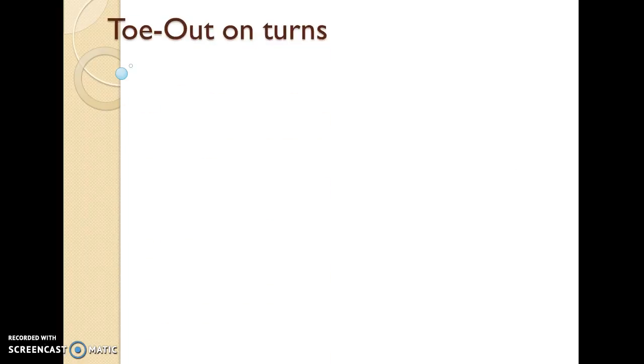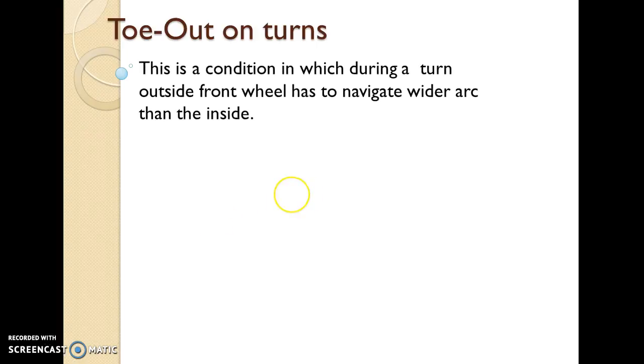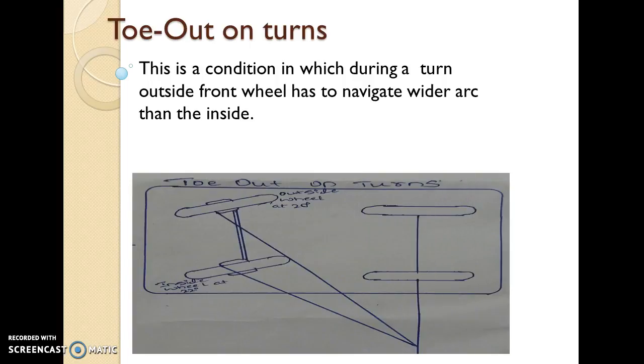So again, the last topic under this will be toe out on turns. As defined here, this is the condition in which, during a turn, the outside front wheel has to navigate a wider arc than the inside. So what does this mean? This can be understood using the following figure.